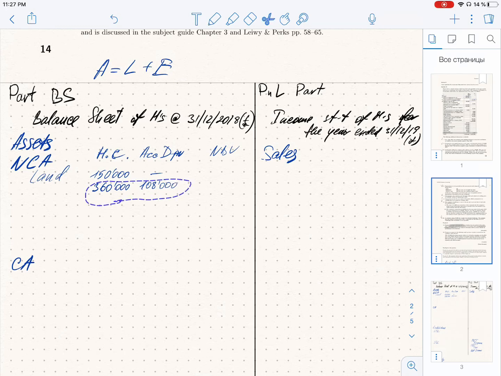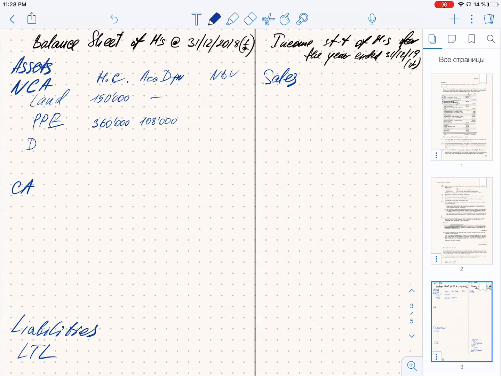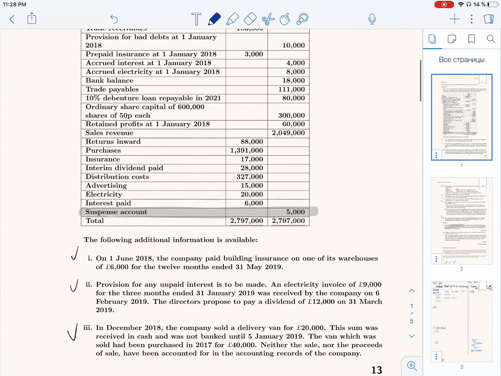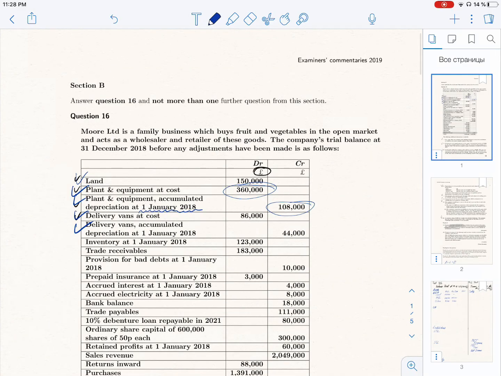I believe I need to use the next line. That was property, plant, and equipment. Then we have delivery vehicles at cost and delivery vehicles accumulated depreciation. We have to use these lines in the same manner. The number 8644. Okay. The next lines, inventory and trade receivables. So I believe that non-current assets finished in that trial balance.